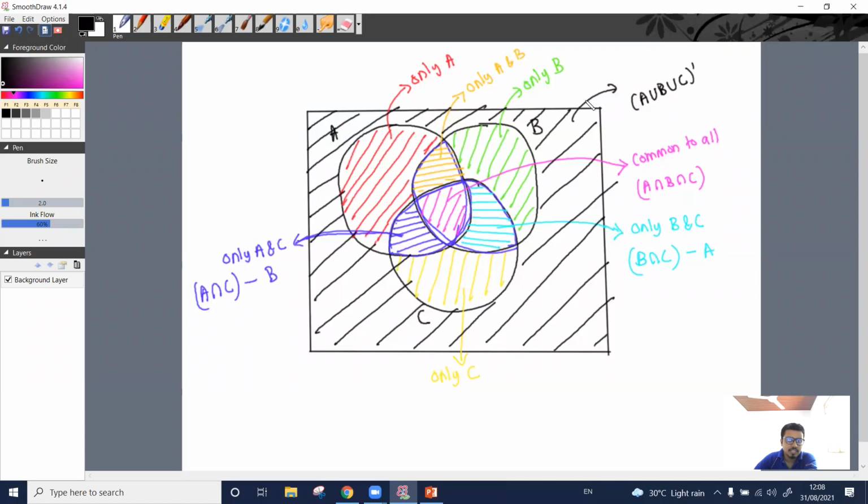In words, how can we say this? The area that does not belong to A, B or C. Does not belong to any of these three given sets, A, B, or C. Right? A union B union C dash.